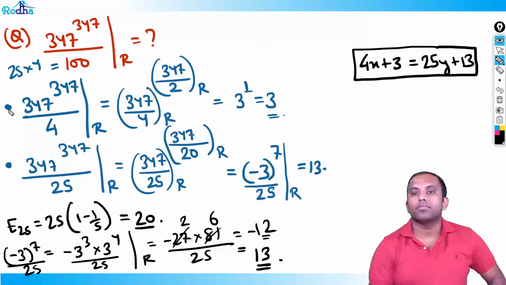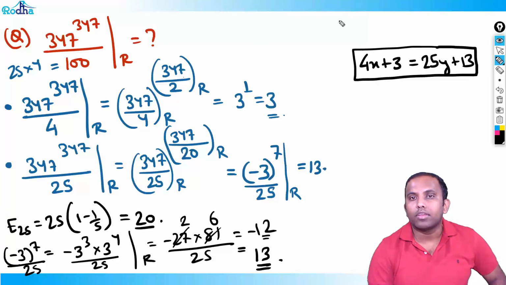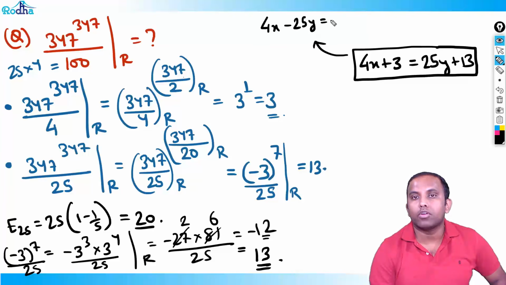25y plus 13. Now again, it's your wish. You can do hit and trial or you can directly do it. So let's do it directly. See, 4x, if I'm doing directly, what will you do? Take both the variables to the left hand side. So 4x minus 25y equal to 10.